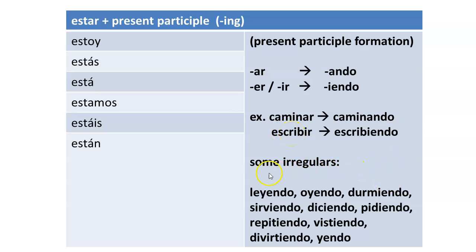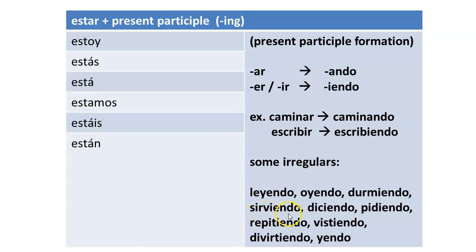Be sure to pay attention to the fact that there are some irregulars, meaning irregular participles, and generally they just have a spelling change. For example, leer, this I changes to a Y in the participle. So we have leyendo. Same thing with oír, oyendo. Dormir, the O changes to a U, so we have durmiendo. And so forth and so on.